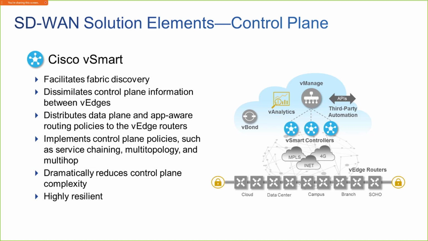You can have multiple vSmart elements. But the vEdges never form any kind of control plane peering between each other, right? All the data plane transport happens between those endpoints, the vEdge endpoints. All the control plane stuff happens with the vSmart. So if you're familiar with BGP route reflectors or a DMVPN NHRP server, then that's very similar to a vSmart topology.